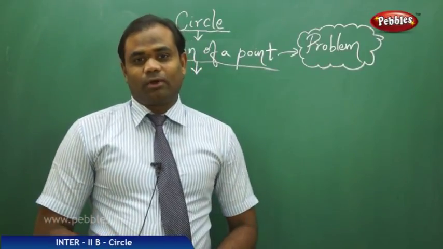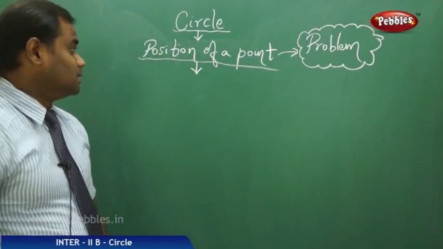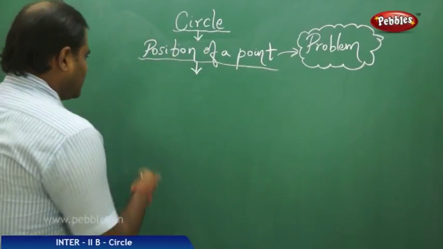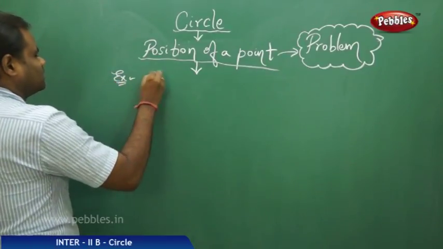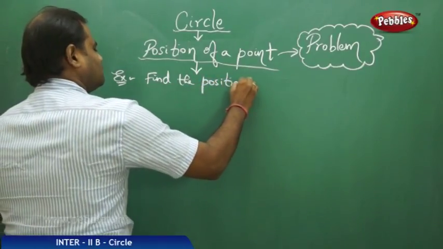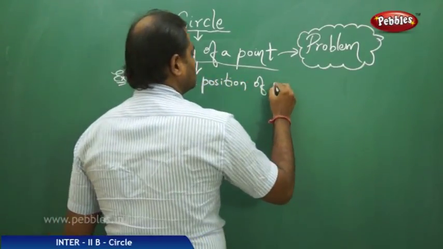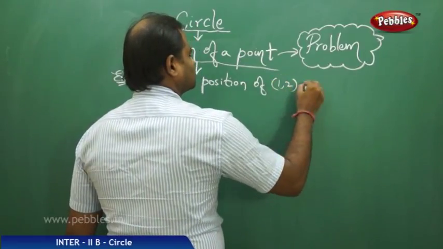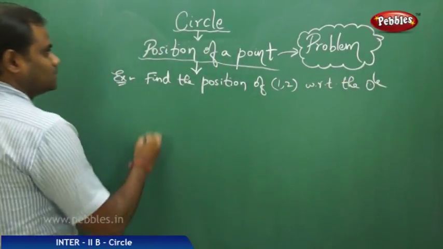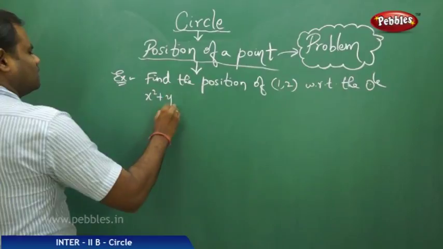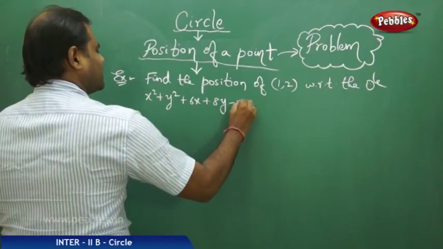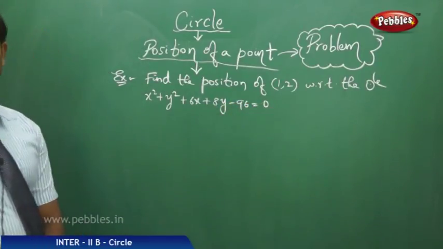Now let's see an example problem to understand the concept better for finding the position of a point with respect to the circle. For example, I have a problem which says: find the position of the point (1, 2) with respect to the circle x squared plus y squared plus 6x plus 8y minus 96 equal to 0.